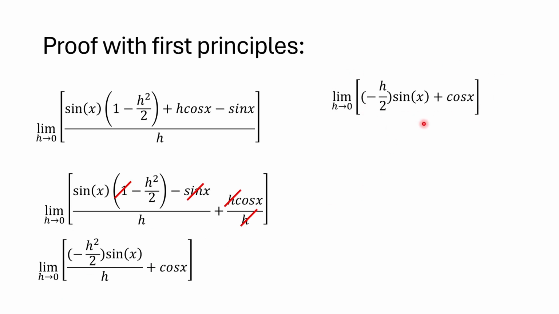And then if we apply our limit, h is tending towards 0. So this will be just sine x times 0, which is just 0. And you'll just be left with cos x. And so then you get dy dx is cos x. So that's a nice little proof for sine x.